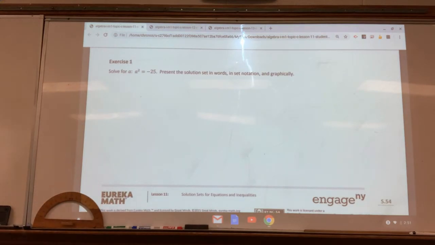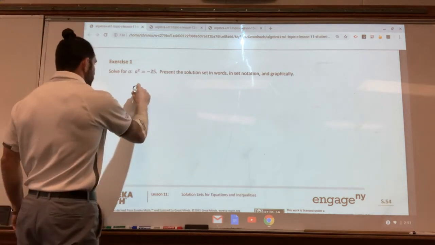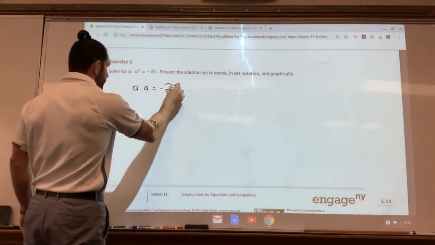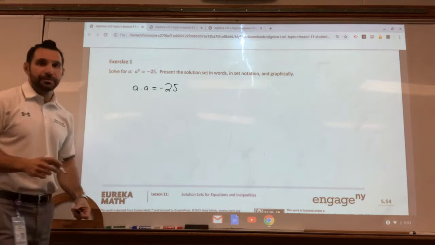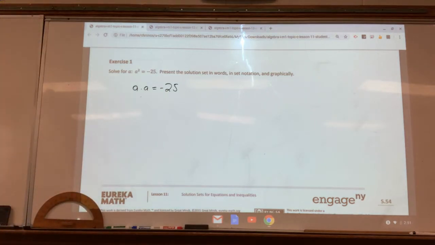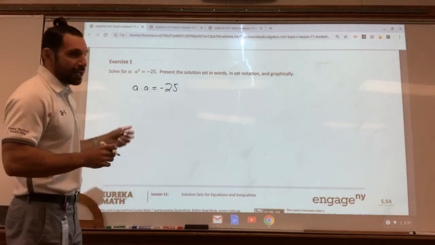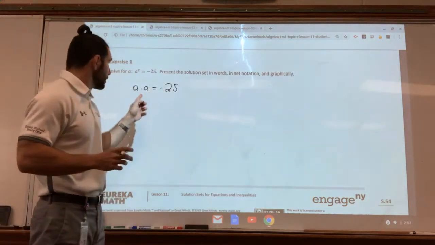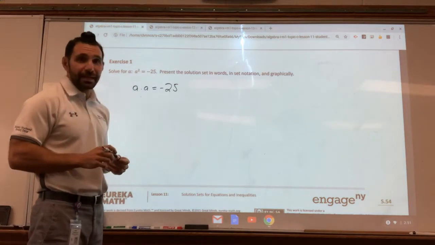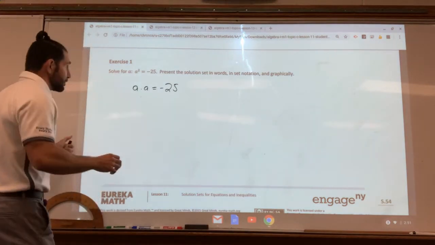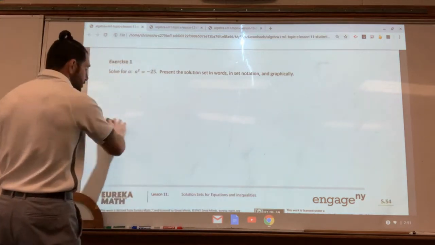A squared equals negative 25. Can you think of any number, something times itself, where I'm going to get a negative? Well, the only way to get a negative is having a positive times the negative, which this isn't saying positive a times negative a. It has to be the same number. So there is no solution.